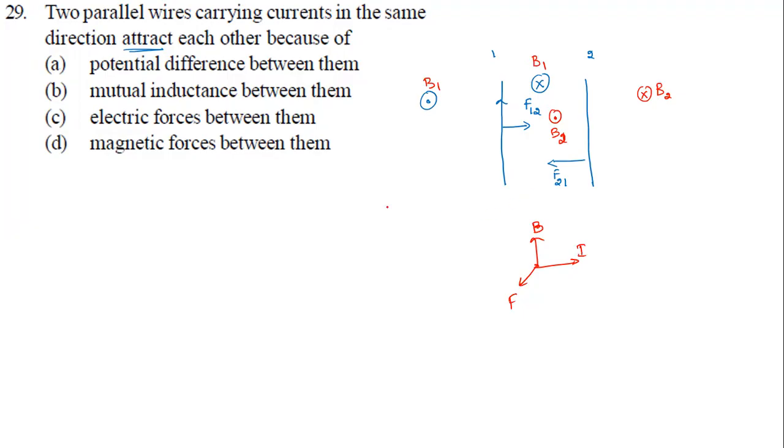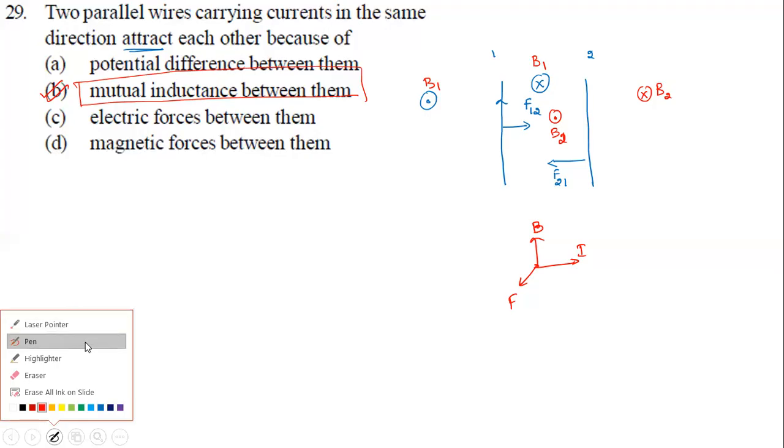So this is because of what now? The mutual induction between them? Because of the mutual magnetic field between them. Not mutual induction, sorry. A magnetic force between them. Okay, the D option is the correct answer here. Not the B option. Mutual induction is not the correct answer.